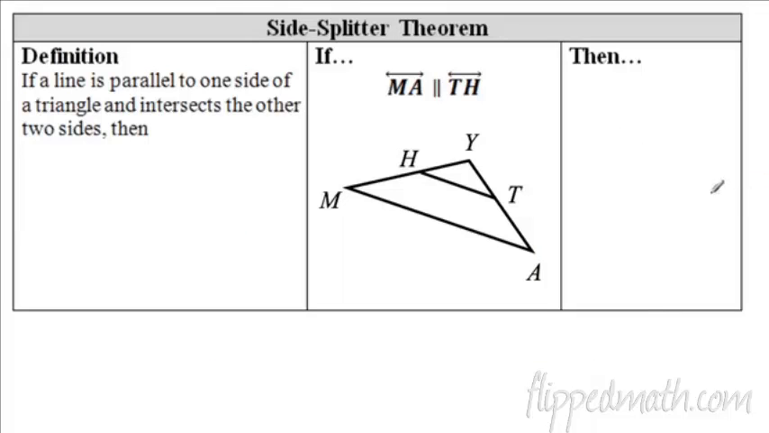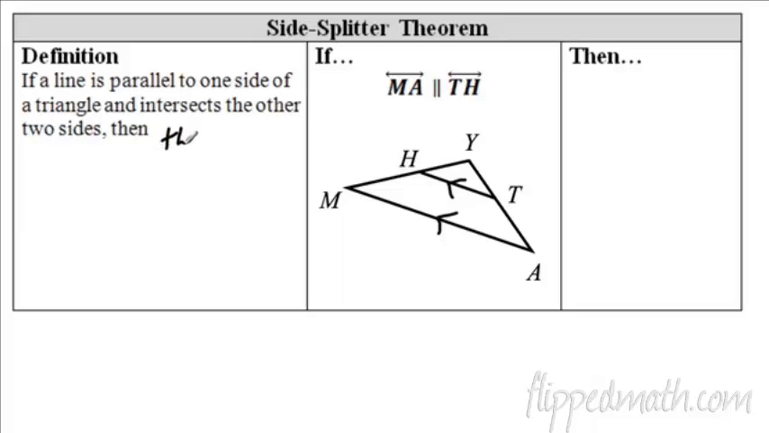Let's go ahead and formalize this. That was a pretty quick summary, but this is called the side splitter theorem, and we're going to build up to what we were just looking at. This says if we've got this triangle here, this is mathy: if a line is parallel to one side of a triangle, so if this is parallel to this, check, and that's given, and it intersects the other two sides, then what?